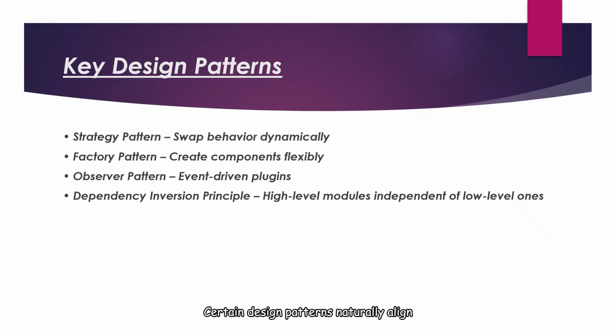Certain design patterns naturally align with pluggable systems. The strategy pattern lets you define a family of algorithms or modules and make them interchangeable at runtime. The factory pattern helps you create module instances flexibly without exposing the instantiation logic. The observer pattern is fantastic for event-driven plugins, like a new analytics tracker reacting to user actions. And most importantly, the dependency inversion principle reminds us that high-level modules should not depend on low-level details. Both should depend on abstractions. When you combine these patterns, your system becomes naturally modular and pluggable.